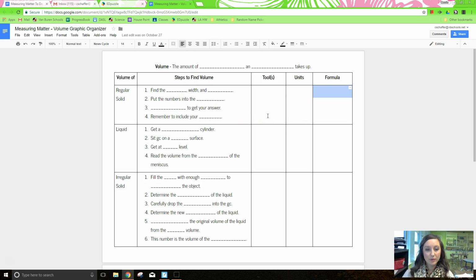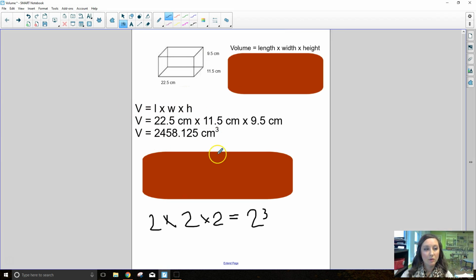So if we're going through those steps to find the volume, we need to find the length, the width, and the height first. Then we need to sub those numbers into our formula. We're going to multiply to get our answer, and then we need to remember to include our units. So I'm going to be looking for all of those different steps when I am grading your work.